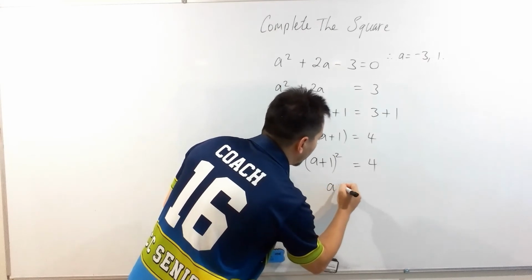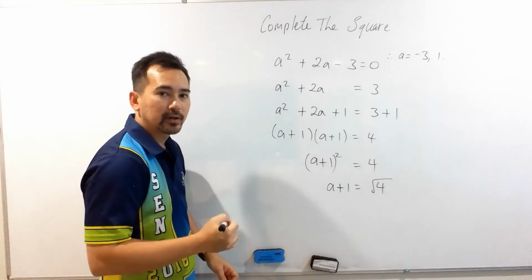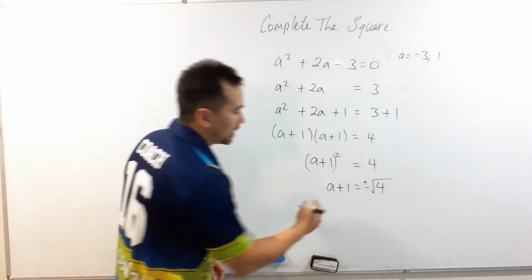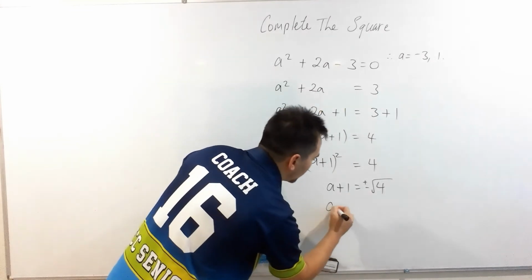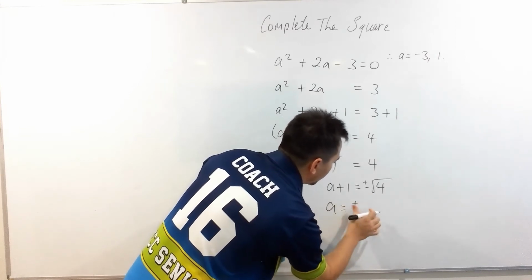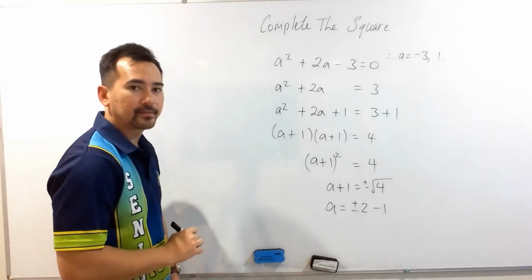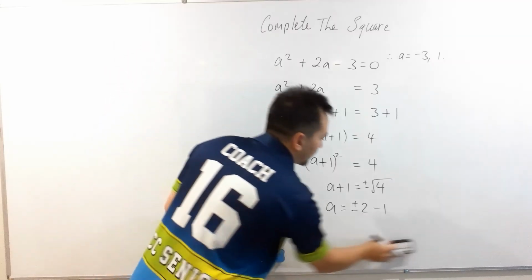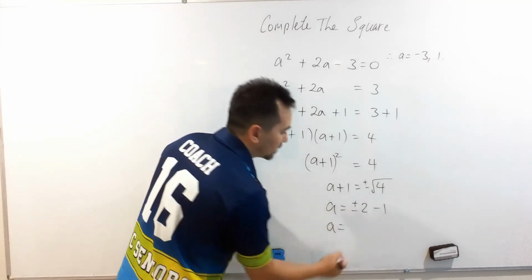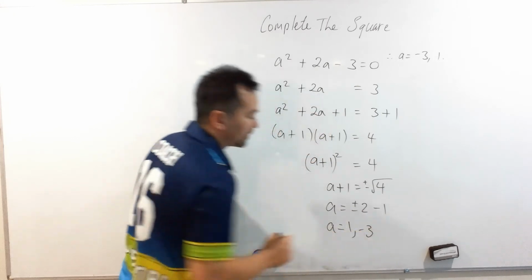So a plus 1 is equal to the square root of 4. And the square root of 4 has two answers to it, a positive 2 and a negative 2. And when we move the 1 to this side, we get plus or minus 2 take away 1. And so you can see that our two answers are a positive 2 take away 1 makes 1, and a negative 2 take away 1 makes negative 3.